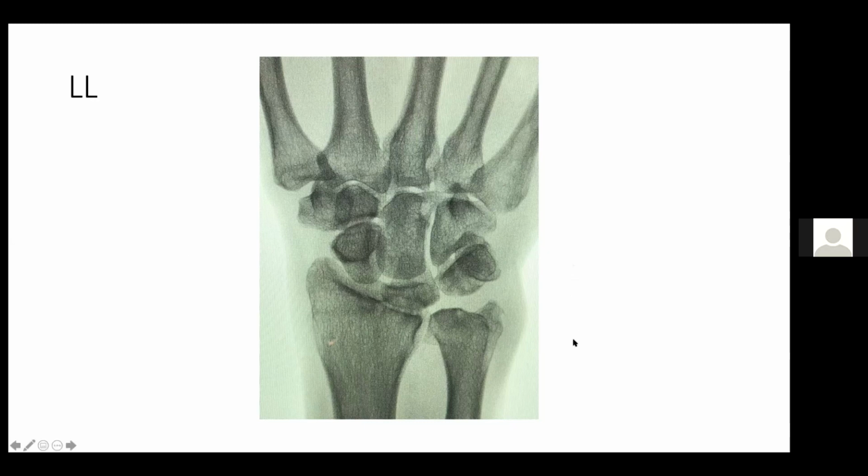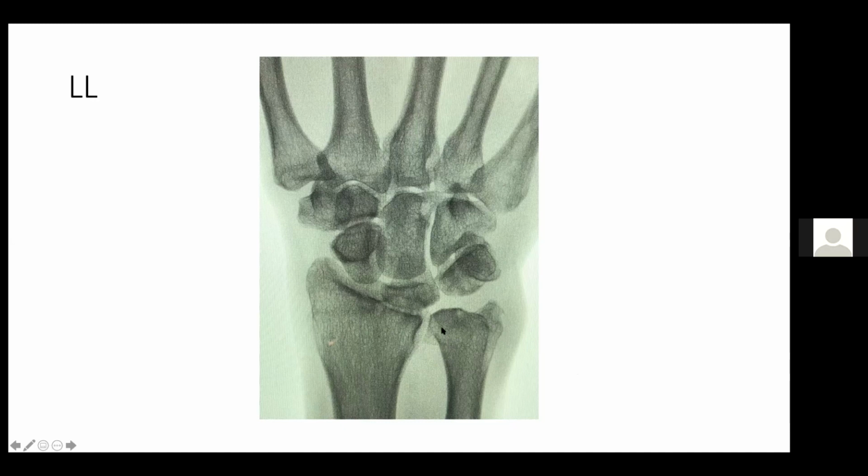I'm not sure if that's DRUJ widening or whether there might be some impingement. But I would do a physical exam, see if she's stable at the DRUJ, see if there's any impingement, or maybe even stress it under fluoro, which I'm guessing you may have done.